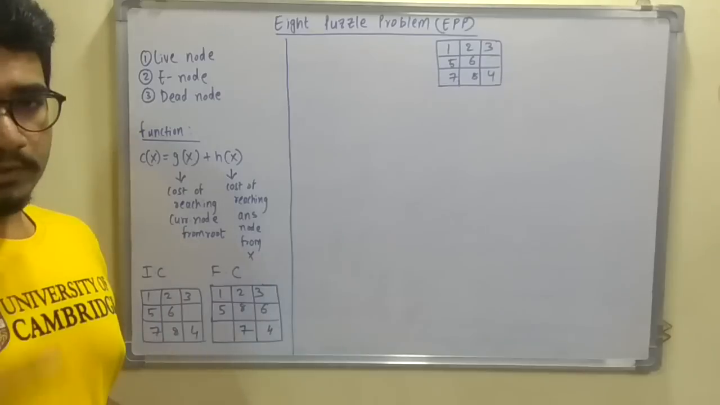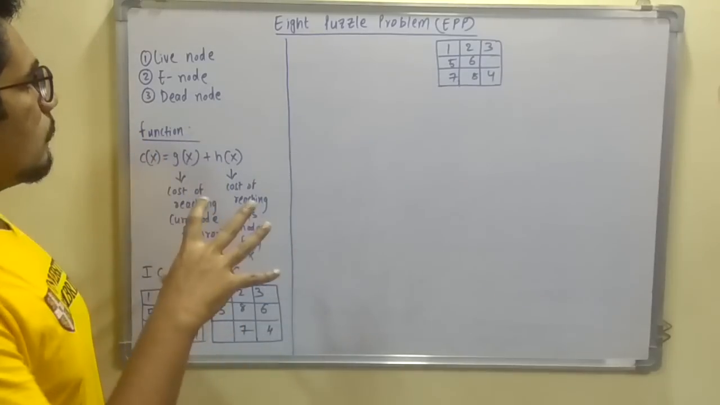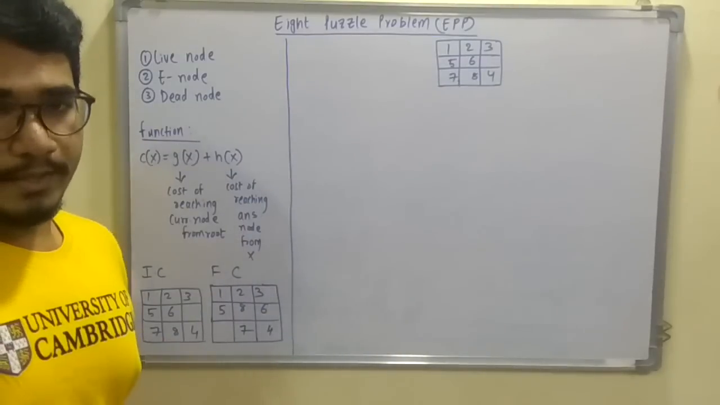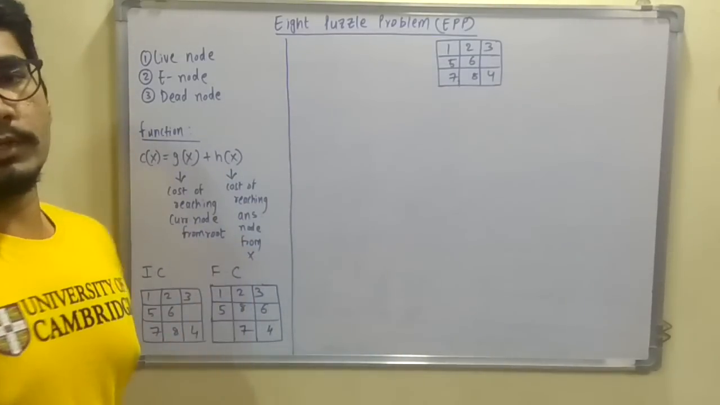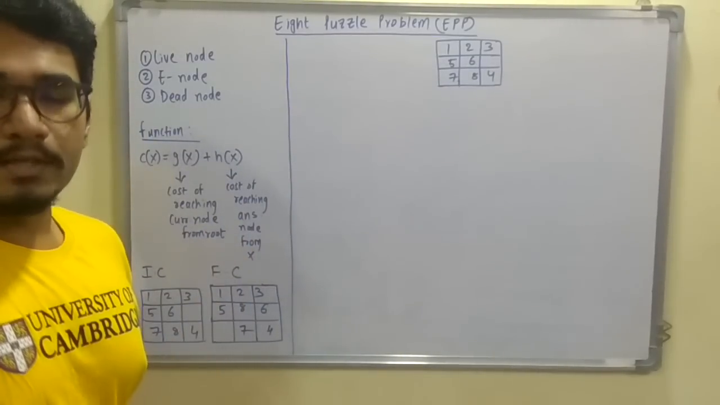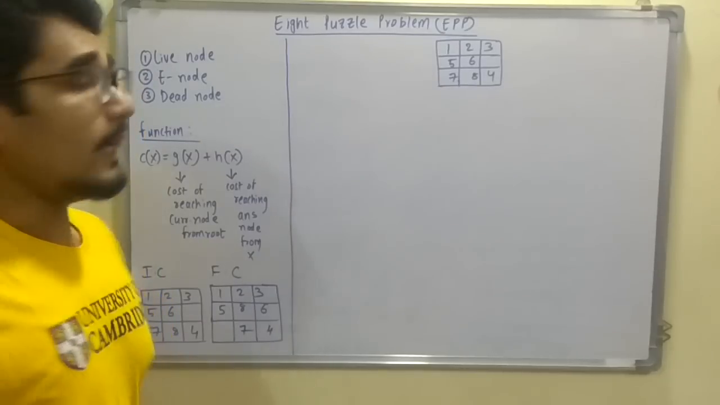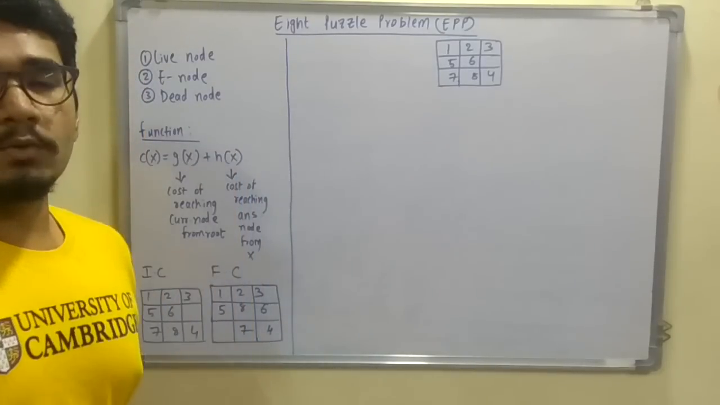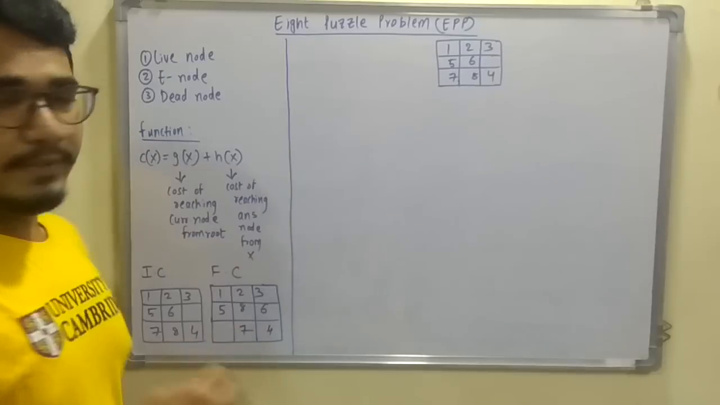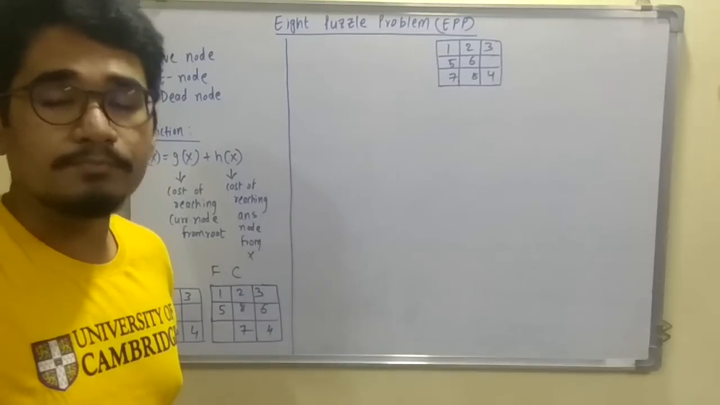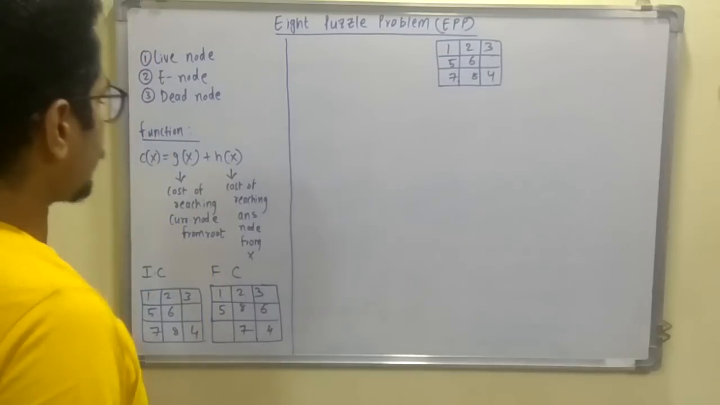First you have the live node, which is the node currently under investigation and whose children have yet to be explored. Then there is the E node, which is the node currently being executed, or whose path is currently being explored. And then you have the dead node, which is a node where you reach a dead end, where no further branches or children are available for exploration.